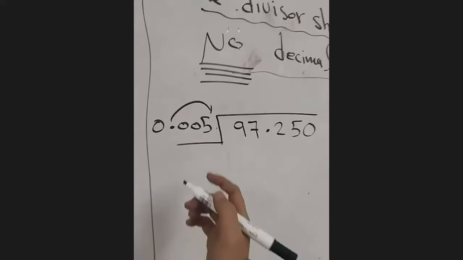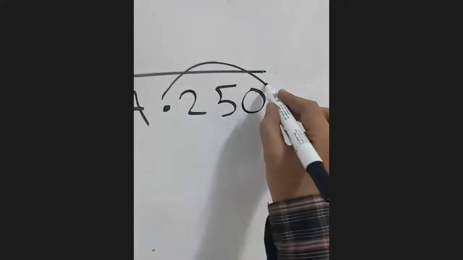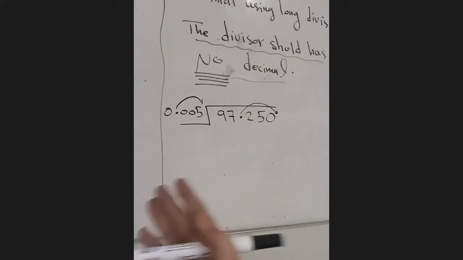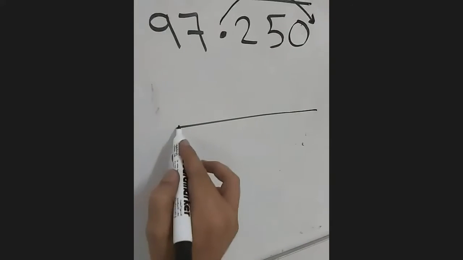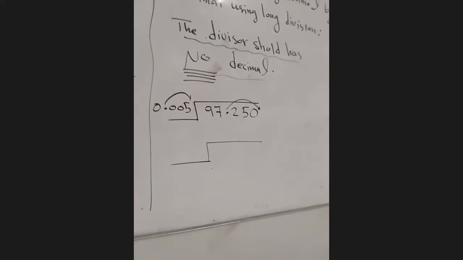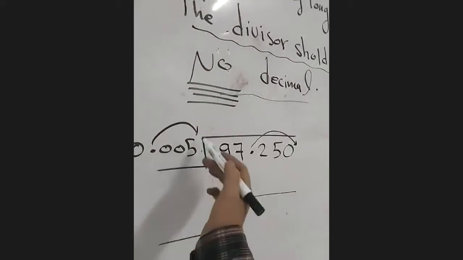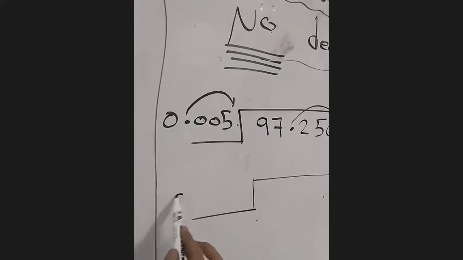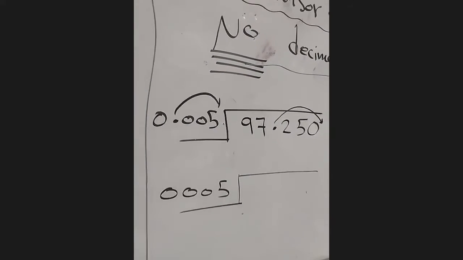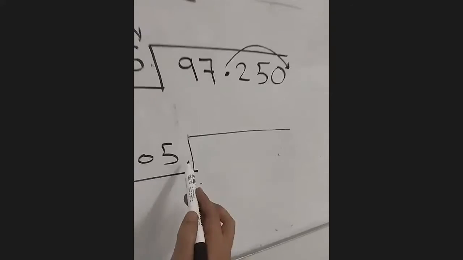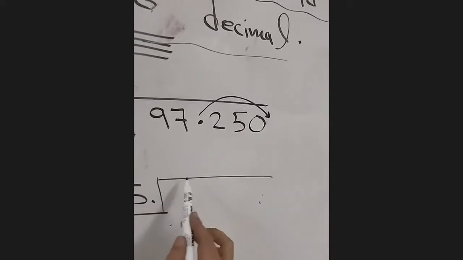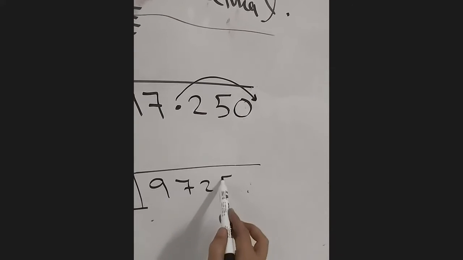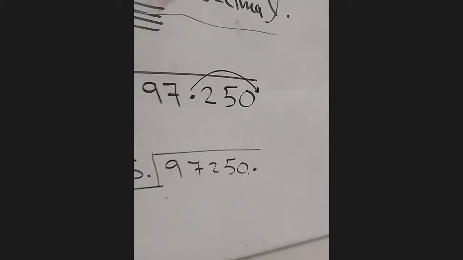Now, what if I push here 3 digits? Now I can push here 3 digits. Now, what are the new numbers? Look here. The new numbers: 0.005, the decimal will be after the 5. It will be 0005. Right? And the decimal here. This number will be 97250 and the decimal here, right?